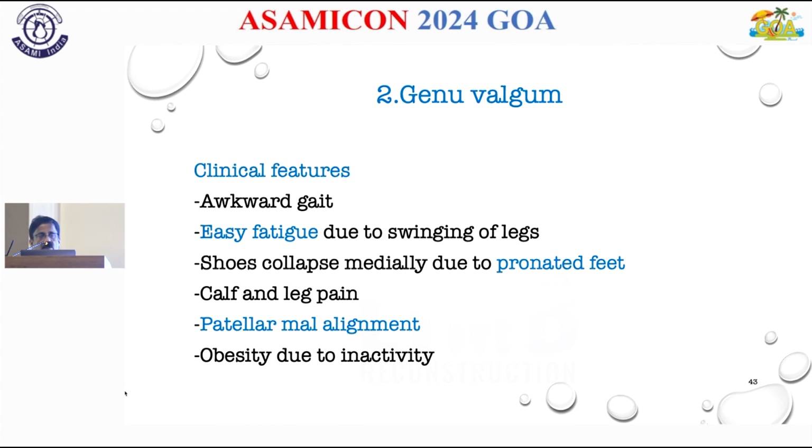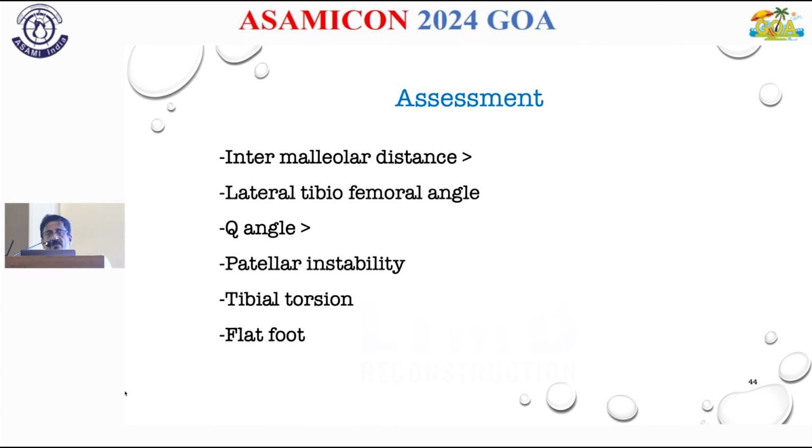So that was all about the genu varum. And genu valgum, you have to assess clinically again, like the genu varum. You have to see the gait. There will be a history of easy fatigue due to the swinging of legs, and shoe collapse immediately due to the pronated foot, and calf and leg pain, and patellar malalignment, and obesity due to inactivity. And apart from the angular deformity assessment, you have to assess intermalleolar distance, lateral tibiofemoral angle, Q angle, patellar instability, and tibial torsion, and flat foot.